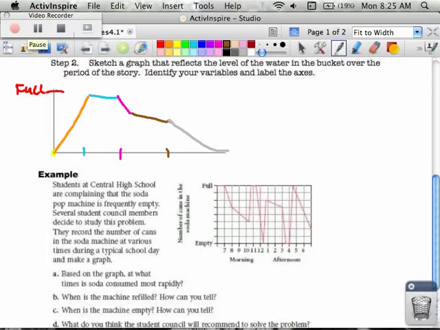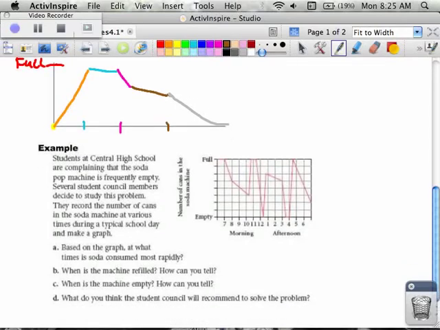Students at Central High School are complaining that the soda machine is frequently empty, and so several student council members decide to study this problem. They record the cans throughout the day and make a graph. So based on this graph, at what times are the sodas being drank the most? Like the most drastic changes.